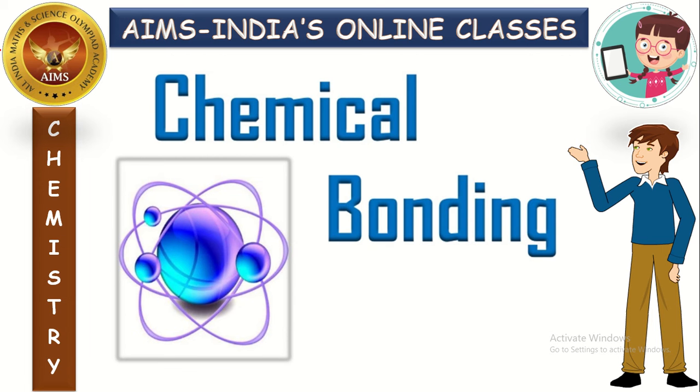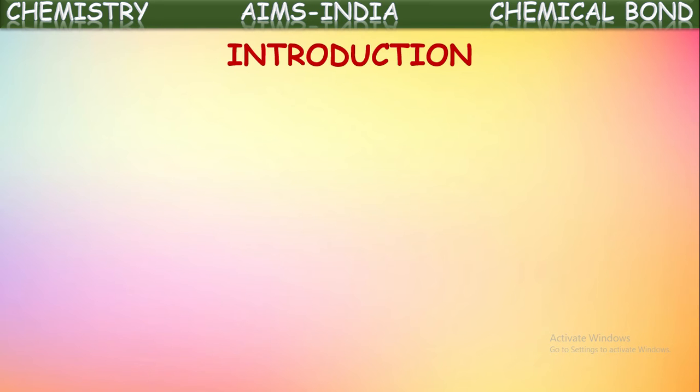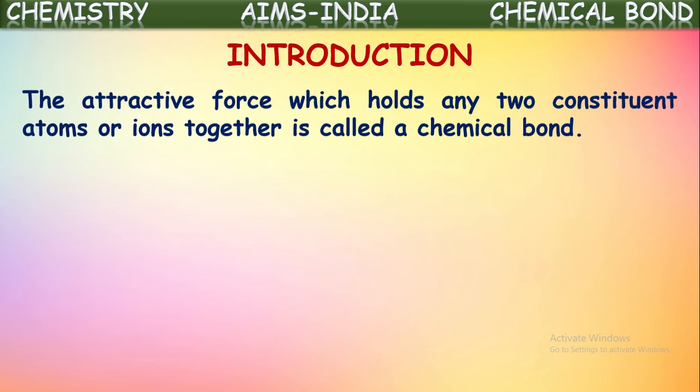Here we are going to discuss the chapter chemical bonding. Okay, let us talk about chemical bonding. First of all, let us go through the introduction part of this chapter. The attractive force which holds any two constituent atoms or ions together is called a chemical bond. Chemical bond means it is the attractive force between the two atoms. That is called chemical bonding. The attractive force which holds the two constituent atoms or ions together in a molecule is called a chemical bond.